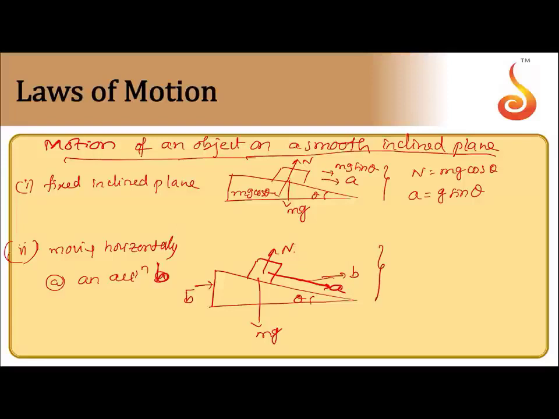Now the results are here. I am writing the results straight away. N is equal to m into (g cos theta plus b sin theta), and the acceleration a is equal to g sin theta minus b cos theta. So if the inclined plane is also accelerating, then the result is here.